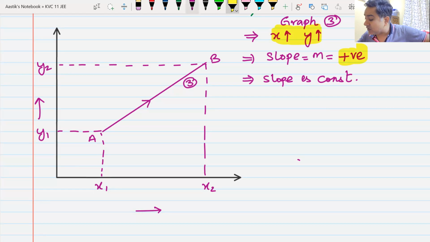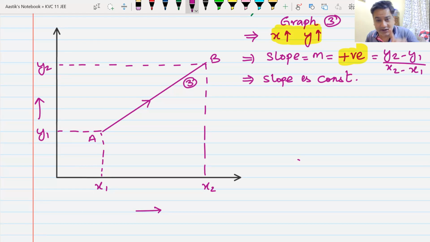And if I have to find out this slope, you can also write it as y2 minus y1 divided by x2 minus x1. As you can see, the value of y2 is more than y1. The value of x2 is more than x1. So this will be a positive number. Tan theta is positive. M is positive. Theta lies in the first quadrant or the third quadrant. Do we understand this, everyone? That is all about graph number 3. I'll give you a minute to note it down.